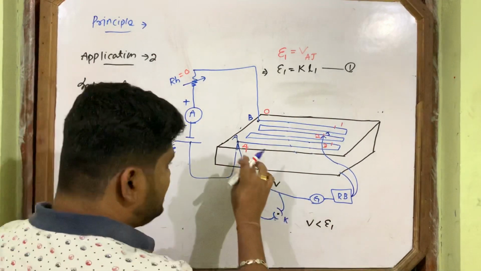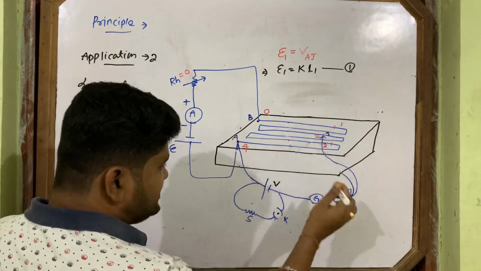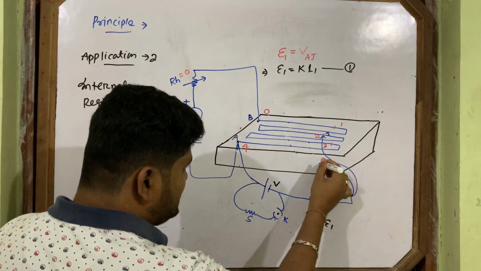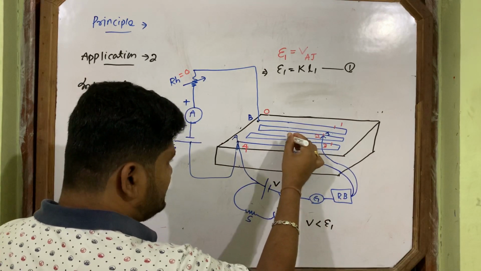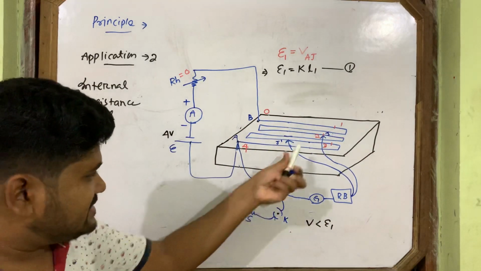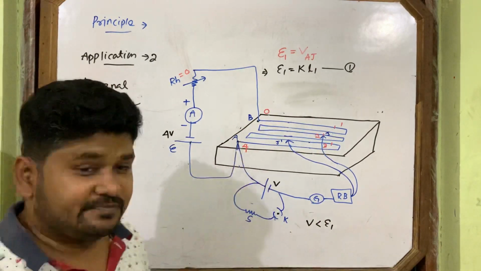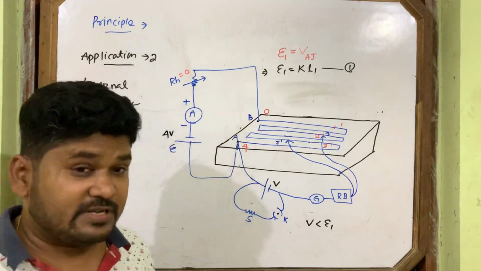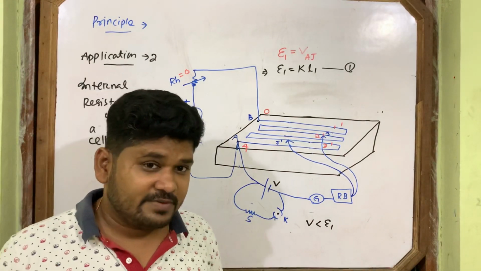Where will you get the null point? When E1 is connected, J is the null point. When this key is closed, this is the null point, J dash, which comes back towards A. Keep in mind this one. You can check whether you are taking the correct observation or not.